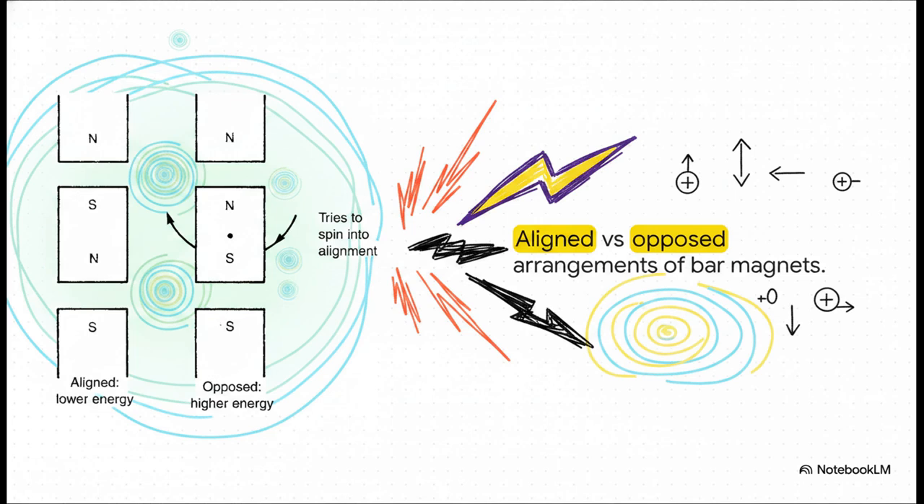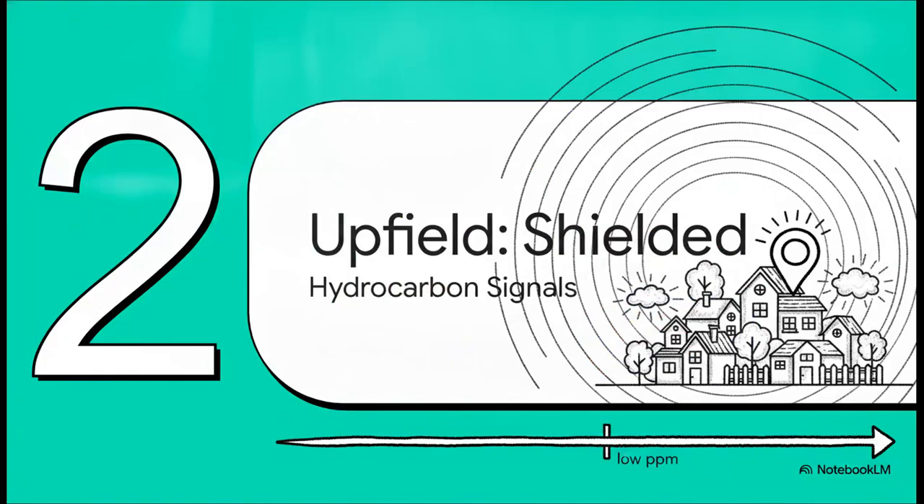That aligned configuration is super stable, right? Very low energy. But in the opposed arrangement, the center magnet is essentially repelled out of its high energy state. When a nucleus absorbs the exact right amount of radiofrequency energy, it actually flips from that stable aligned state to the opposed state. And that resonance, that flip, is exactly what generates our measurable signal. Moving right along to section 2, let's start our map journey upfield with the shielded hydrocarbons.